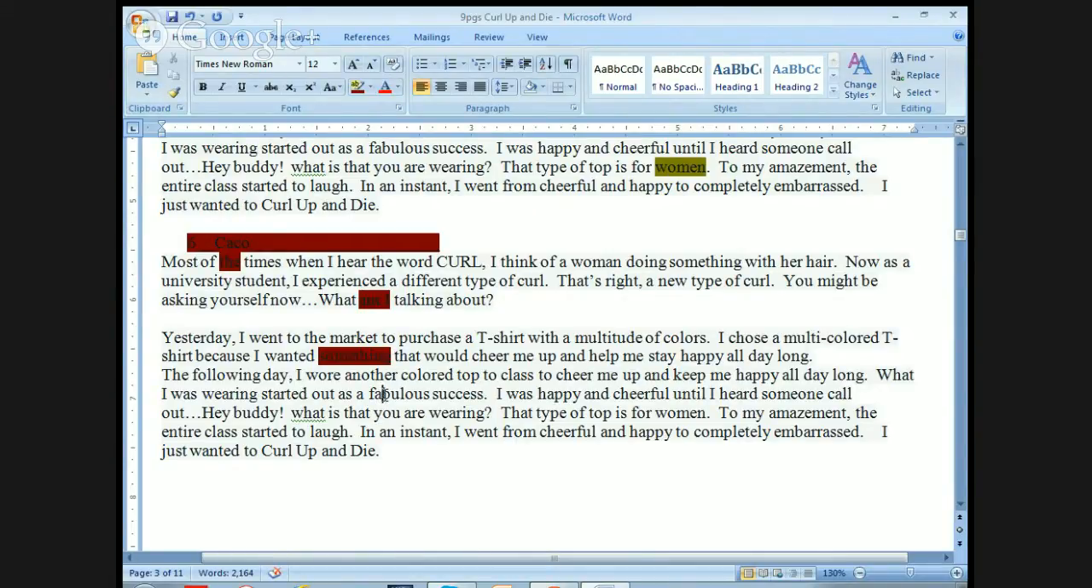I was happy and cheerful until I heard someone call out, "Hey buddy, what is that you are wearing? That type of top is for women." To my amazement, the entire class started to laugh. In an instant, I went from cheerful and happy to completely embarrassed. I just wanted to curl up and die.